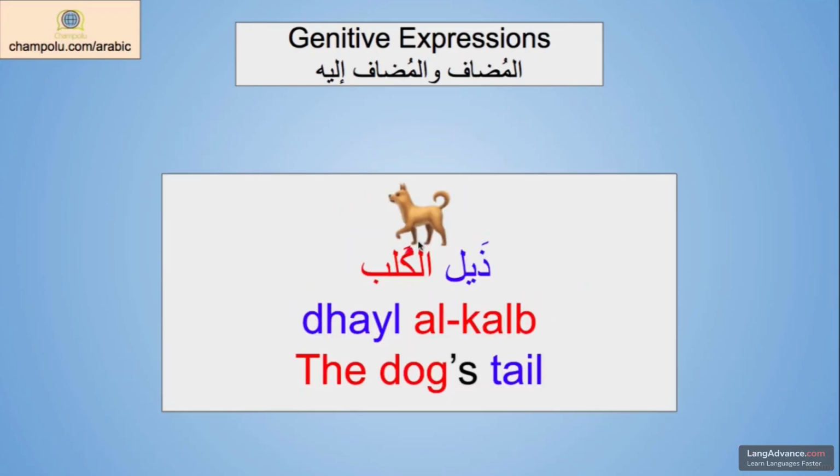Let's see another example here. For example, we want to say the dog's tail or the tail of the dog. So it is ذيل الكلب. So it's the tail, which is ذيل, of the dog, which is الكلب. And again, we see the idea that the first word is indefinite and the second word is definite.